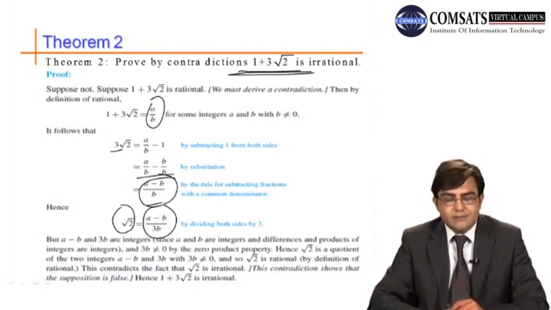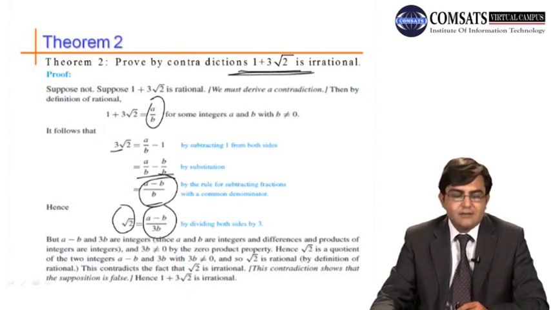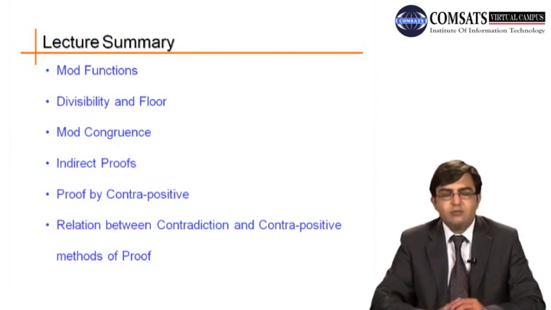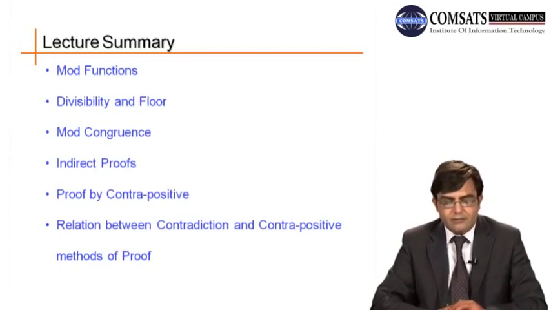So for today it is sufficient, I think, and we have finished the topic of methods of proof and number theory. Now, the summary of today's lecture. Today we have studied mod function, divisibility, floor, mod congruence, indirect proof, and the method of proof by contrapositive. We have also seen the relationship between contrapositive and contradiction methods of proof. So the methods of proof and number theory we have finished today.